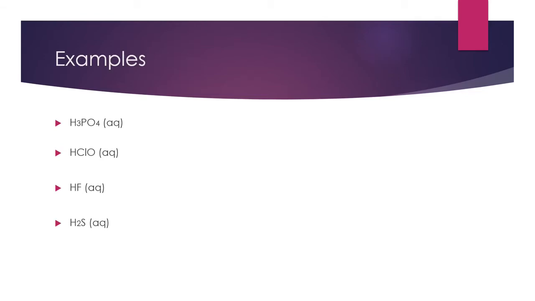Here are some examples. Pause the video for a minute or two, or the presentation, and see if you can name these acid formulas. The first one, the anion is phosphate, so the acid name is phosphoric acid. And the next one, hypochlorite, so hypochlorous acid.